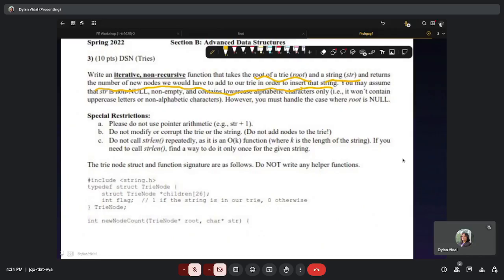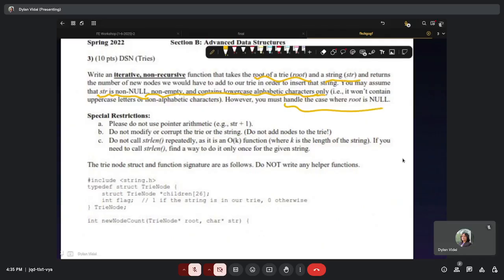I just covered a lot of the text with this. You may assume that str is non-null, non-empty, and contains lowercase alphabetic characters only. It won't contain uppercase letters or non-alphabetic characters. However, you must handle the case where root is null. So they tell us to handle the case where root is null.